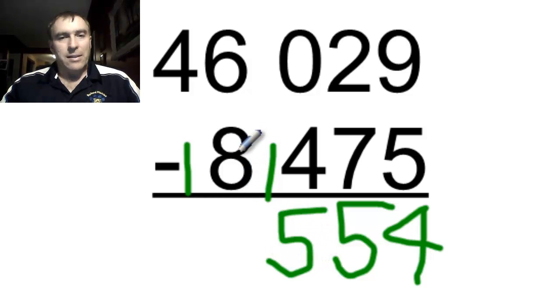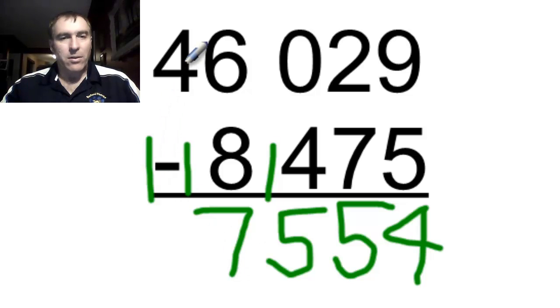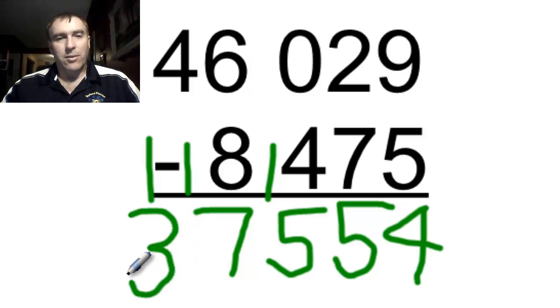8 plus 1 is 9, but this is 6. So now we have to add another 1 up further, even though there's nothing there. We'll store it there, so we'll keep it in mind when we've got the 4. So now this becomes 16 because we've added 10 to this, we've added 10 to this. So now we've got 9 plus what is 16? The answer is 7. And then 1 plus what equals 4? And that is 3. So our answer becomes 37,554.